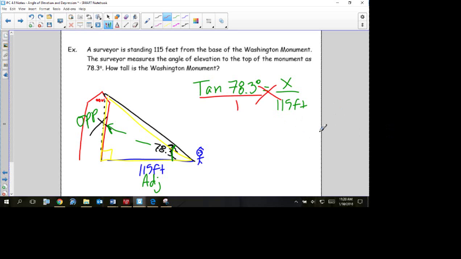When we cross multiply, we put the equal sign in between. So when I cross multiply up, I get x over here by itself. On this side, I have 115 first, then tangent 78.3. You always have the angle written after the tangent. And you have the least amount of parentheses if you put the 115 in front when you type it in your calculator. So we are going to type it into our calculator.